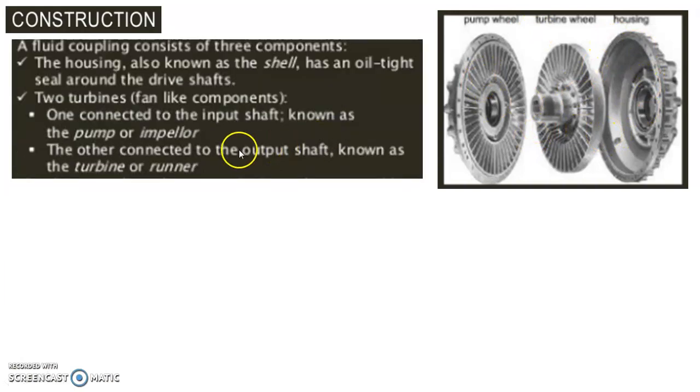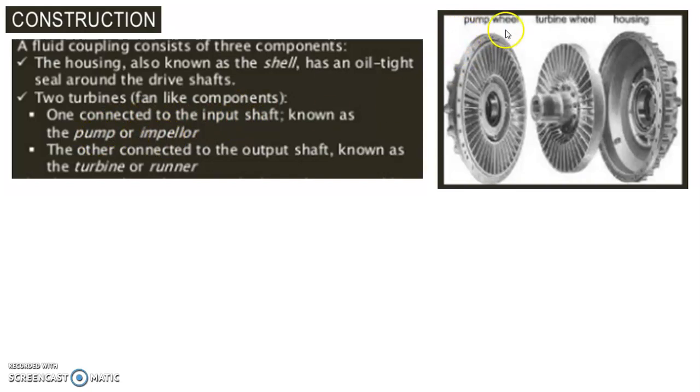Let us see the construction of fluid coupling. Here you will see the pump wheel and turbine wheel. These are the two important components which are housed inside the housing. A fluid coupling consists of three components. The housing, also known as a shell, has an oil-tight seal around the drive shaft. The two turbines, which are nothing but fan-like components. One connected to the input shaft is known as a pump or impeller.